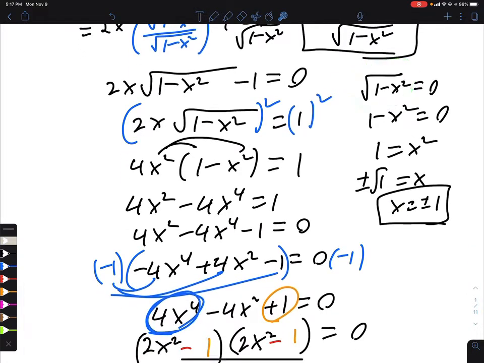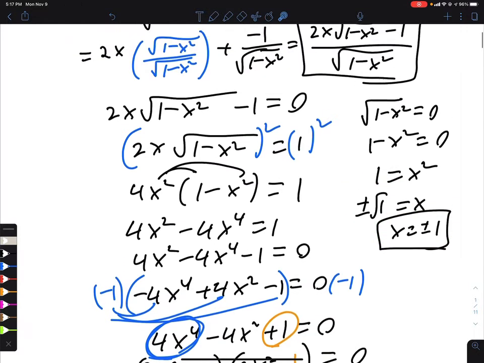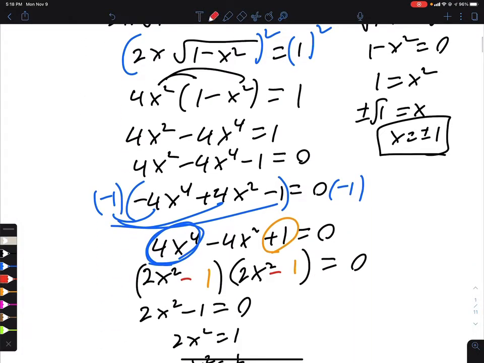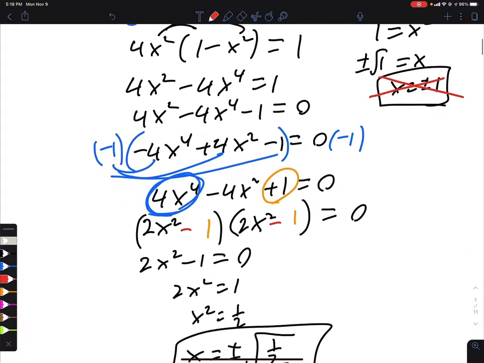I square both sides. Then I add x squared to both sides. That's how I get that there. Then I square root both sides. I get plus or minus square root of 1, and I get those two values. But let's look at the original equation. The domain is -1 to 1. And a critical point has to be an interior point, can't be an endpoint. So -1 and 1 cannot be critical points. So therefore, that is eliminated from our critical points.